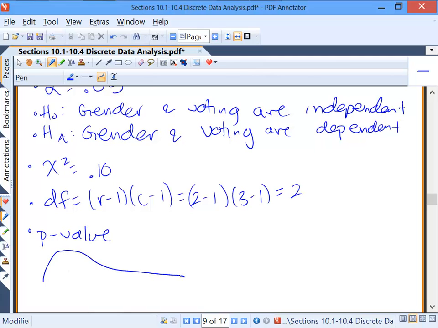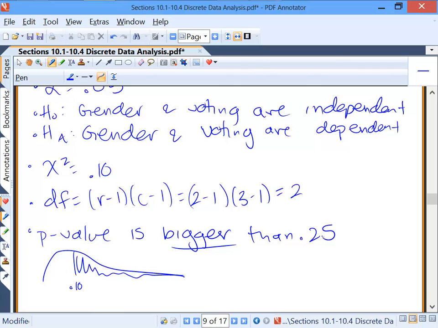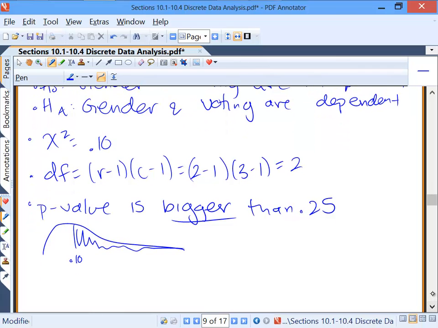So I need my p-value. My test statistic is 0.10, and I'm looking for the area to the right, and I have 2 degrees of freedom. So looking at your table, where is a 0.10 test statistic going to fall? Far to the left. Way to the left. So my p-value is bigger, probably much bigger than 0.25, because my test statistic is going to be way to the left.